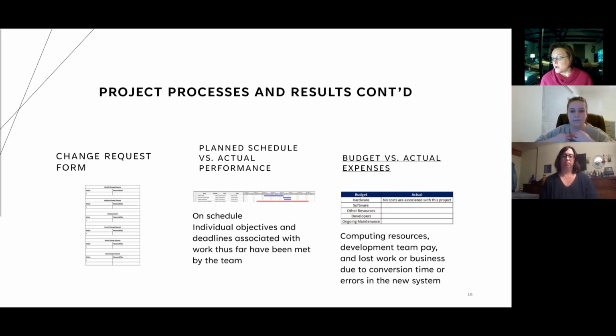Planned versus actual schedule performance. Our project is running on schedule. Individual objectives and deadlines associated with the work thus far have been met by the team. Our budget versus actual expenses. We are budgeted for computing resources, development team pay, and a small budget for lost work or business due to conversion time or errors in the new system. Next slide, please.